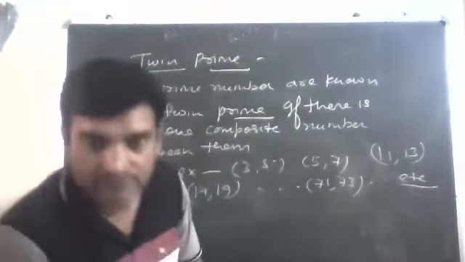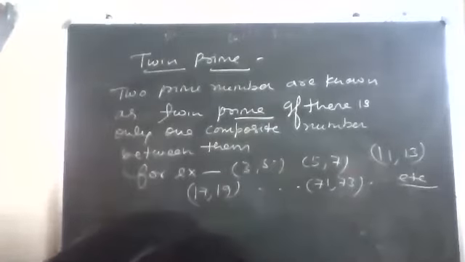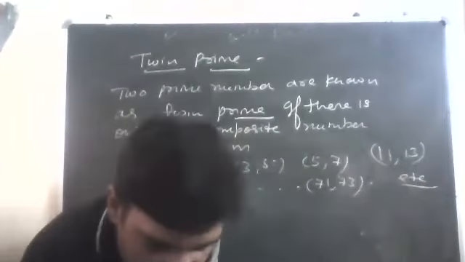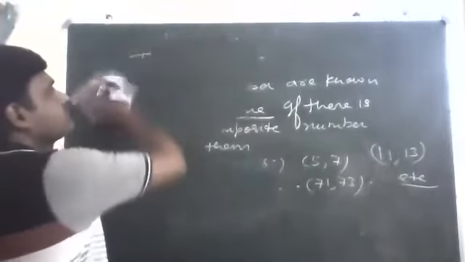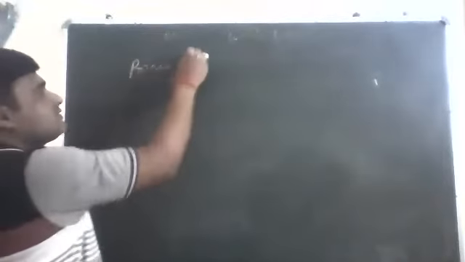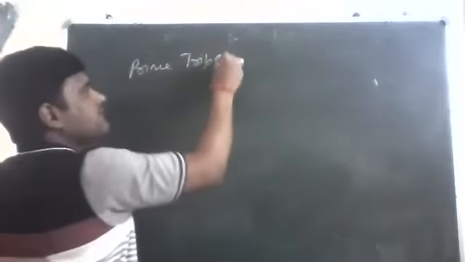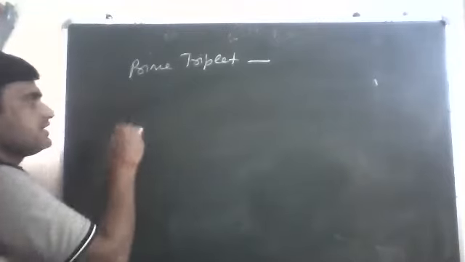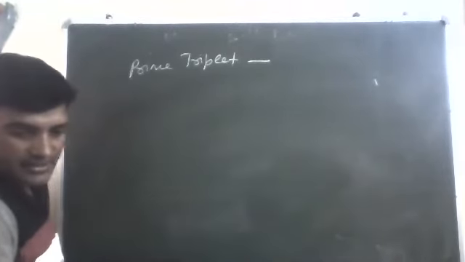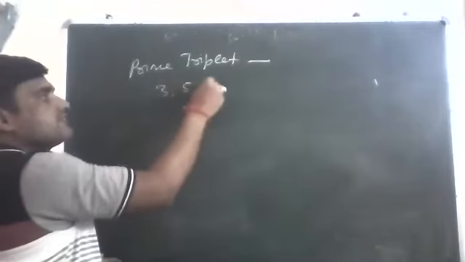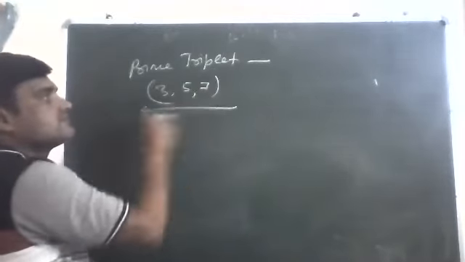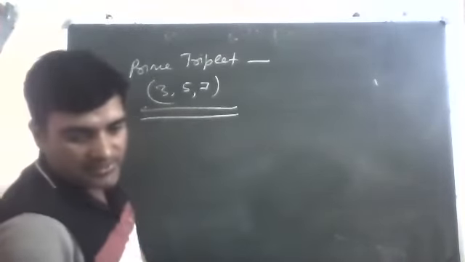Now our next topic is prime triplet. Okay. There is only one prime triplet: 3, 5, and 7. Okay.